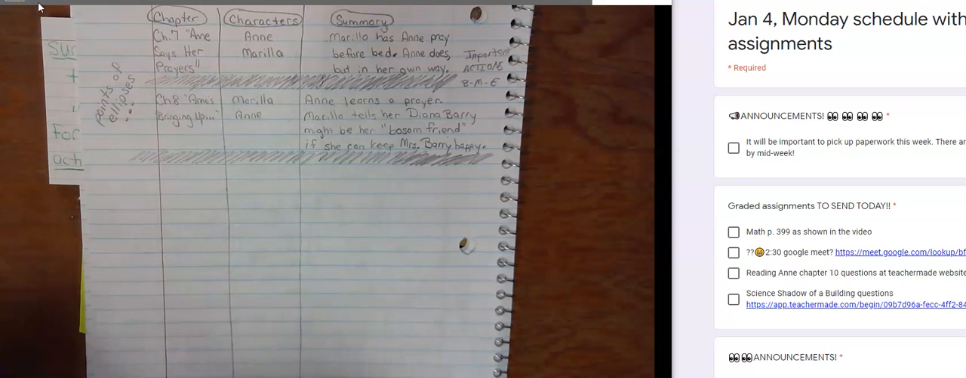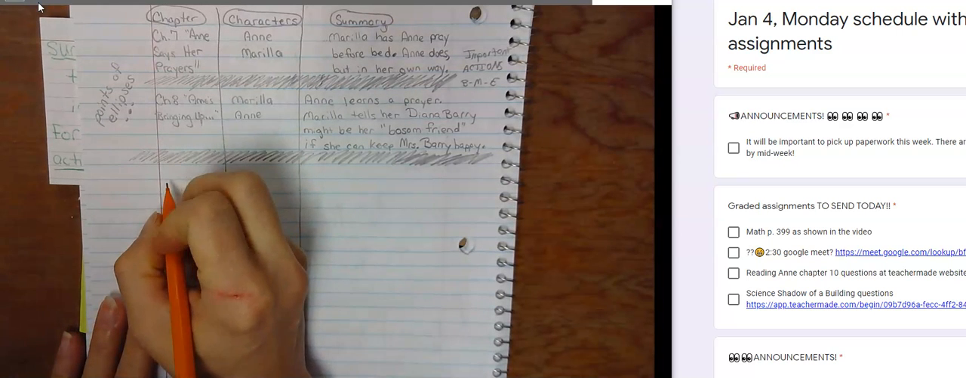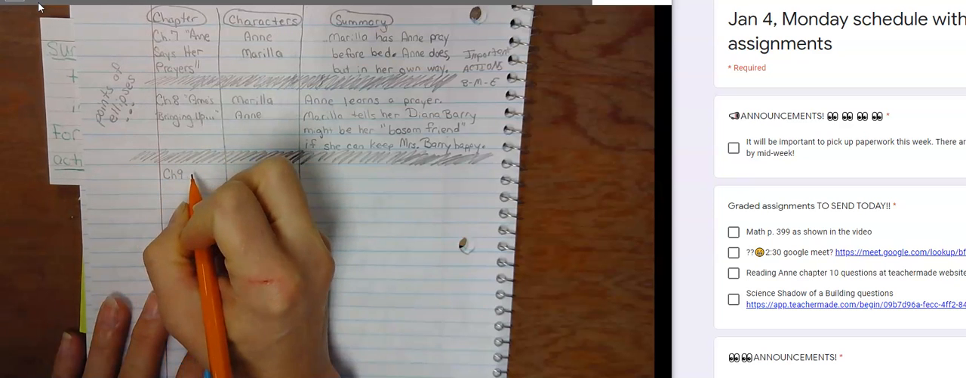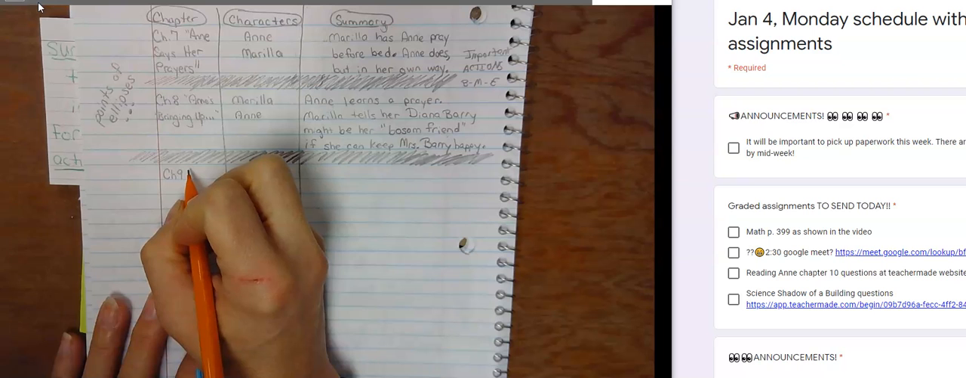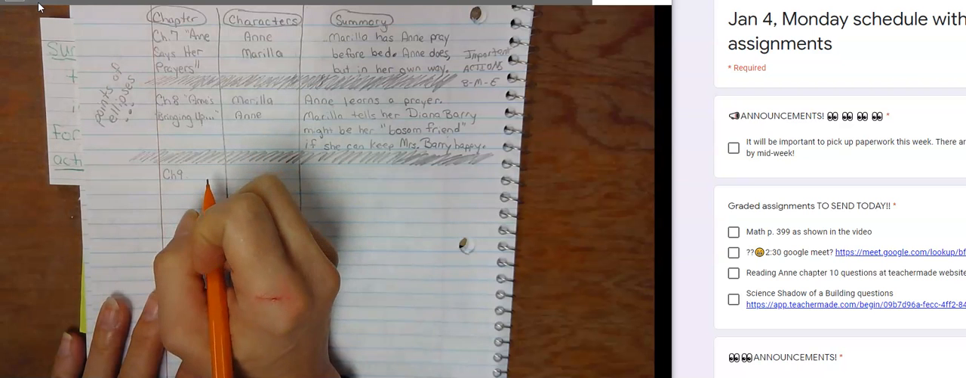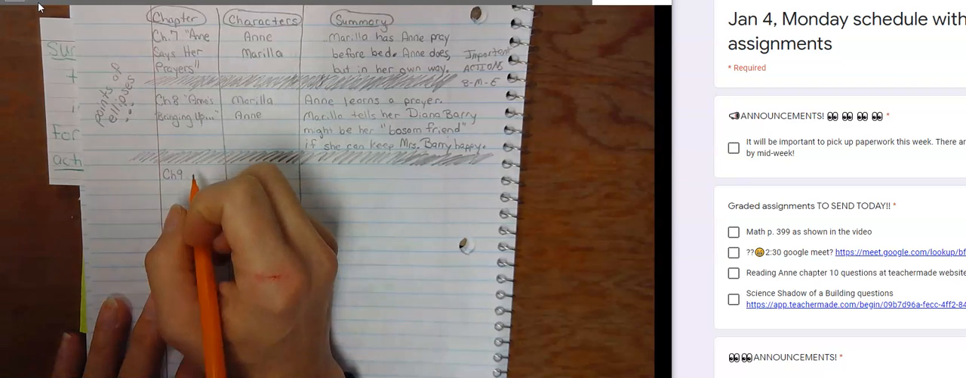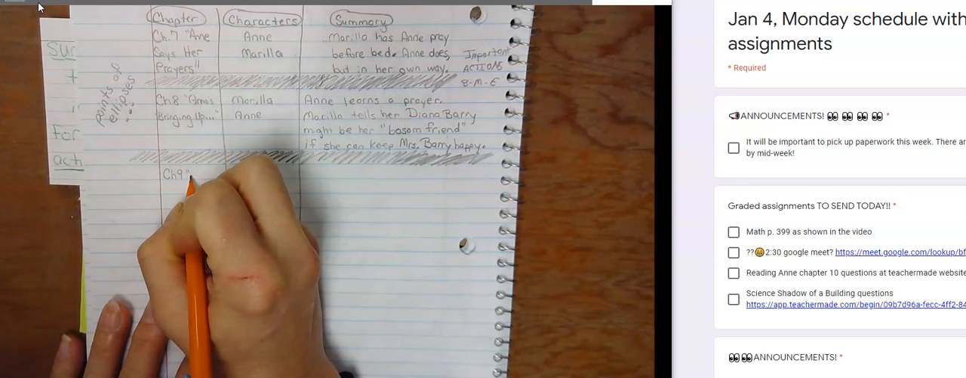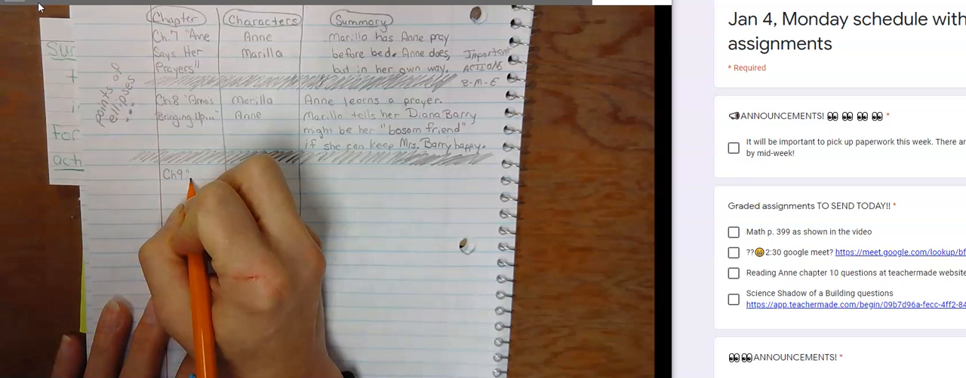The last time we listened to Anne, it was chapter 9, but I deliberately waited to summarize chapter 9 because I knew that you would have a good week and a half, almost 2 weeks, in between listening to it and listening to chapter 10. So we're going to start with today's mini lesson, summarizing chapter 9.